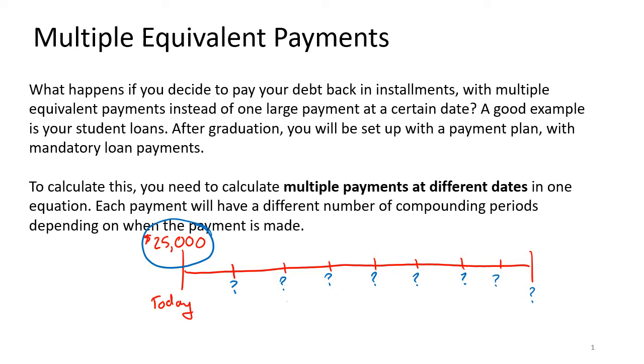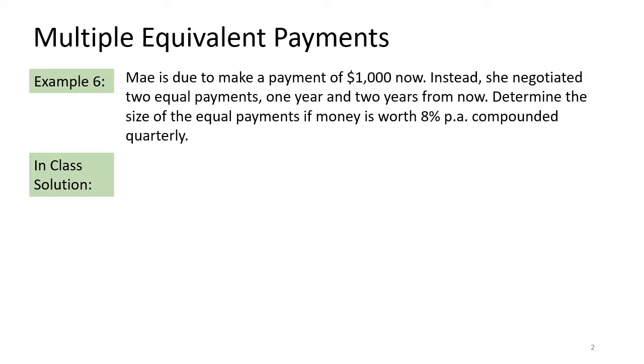So I'm going to start off with an example just to show you how I would approach these calculations. Let's look at an example of these equivalent payments. May is due to make a payment of $1,000 now. Instead, she negotiated two equal payments, 1 year and 2 years from now. Determine the size of the equal payments if money is worth 8% compounded quarterly. So what we know is the payment she's looking at is $1,000 right now, but instead she wants to make payments in the future.